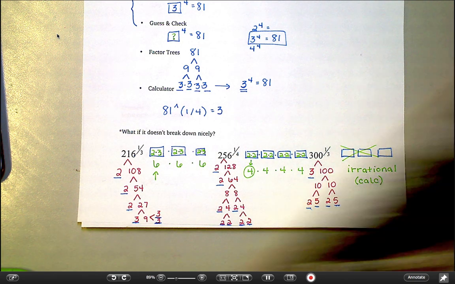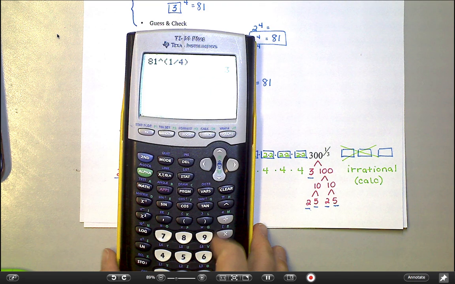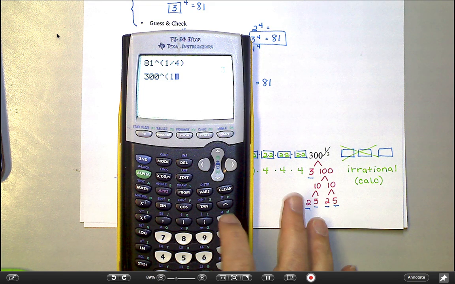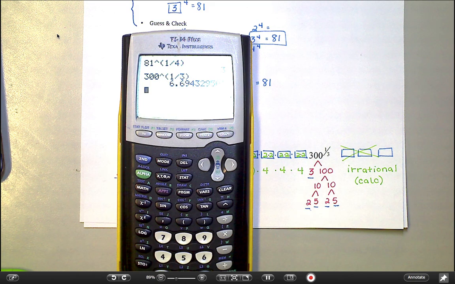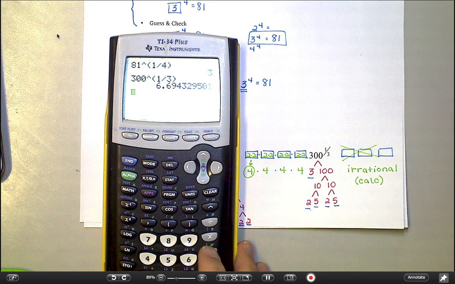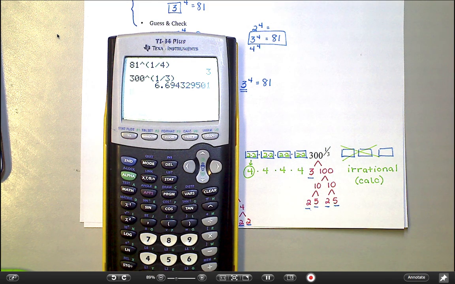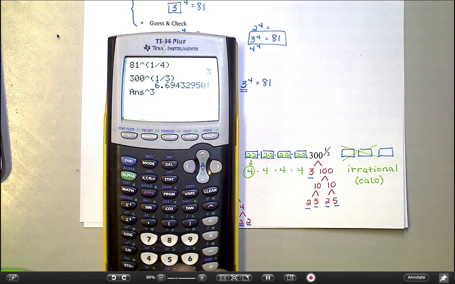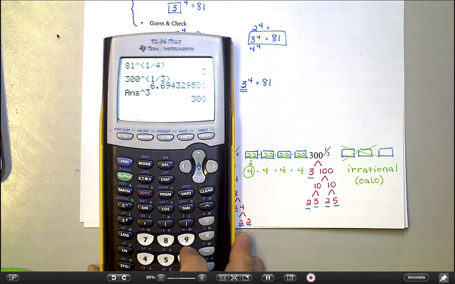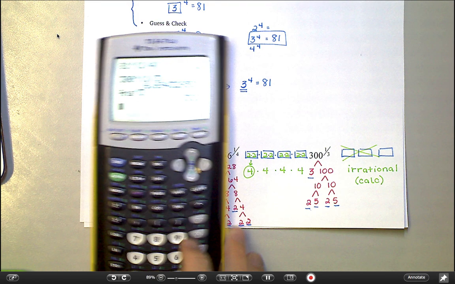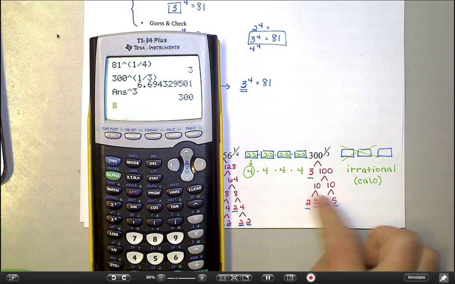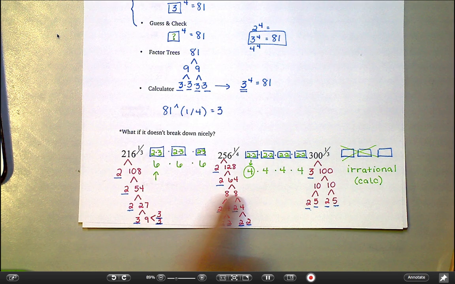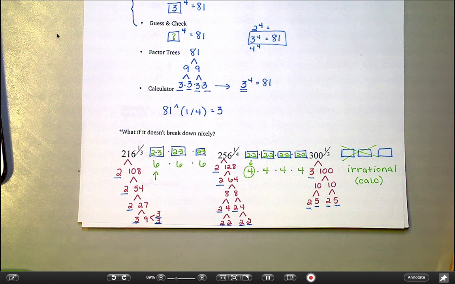All right, just so you get an idea of what I'm talking about. If I do 300 to the power of 1/3, I end up with this crazy thing, 6.6942. That's an irrational number like pi, okay? You'll notice, though, if I take that number and raise it to the power of 3, it should give me back 300, okay? But there's no way to find that using this method. So the only ones I'm ever going to ask you to do by hand are ones that will break down one way or another, okay?